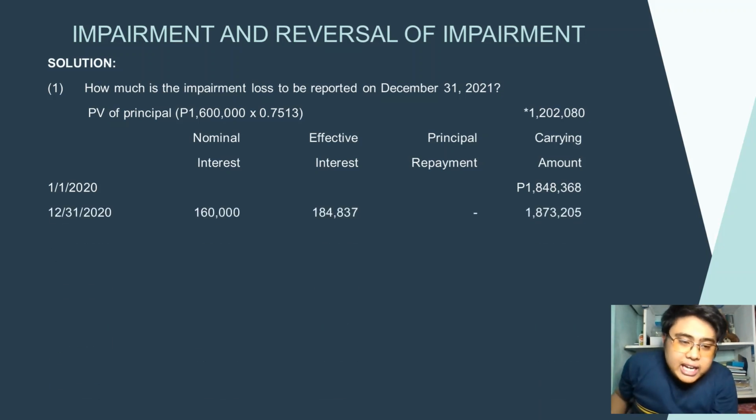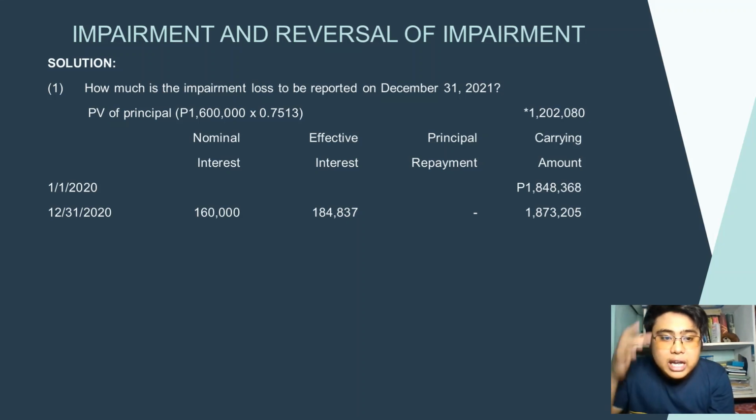Next, papuntahin natin ang December 31, 2020. Ang una natin gagawin is nominal interest na 160,000. So, saan galing yung 160,000, sir? Sabi ko nga, it is always based on the face value. Ang face value is 2 million. Ang nominal interest rate is 8%. So, 2 million times 8%, that is 160,000. Ang effective interest is based on the carrying amount or based on the previous present value.